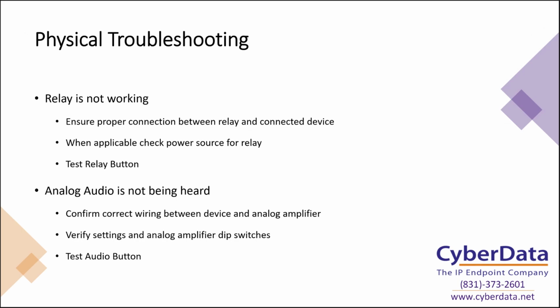So if your relay is not working, that's one of the first things you want to check and make sure: that the power source is in line in the circuit that you created and is functional and is plugged in. That way it's actually getting power and relaying that to the door strike or the gate controller.